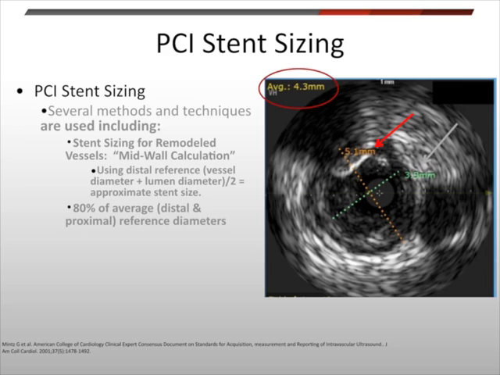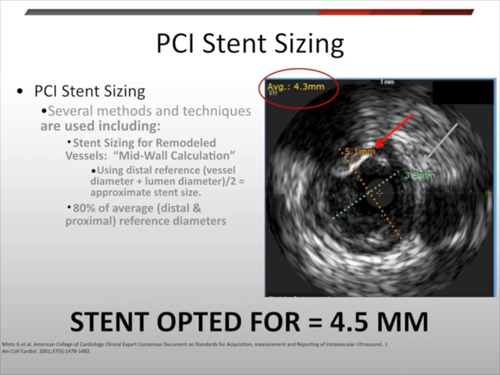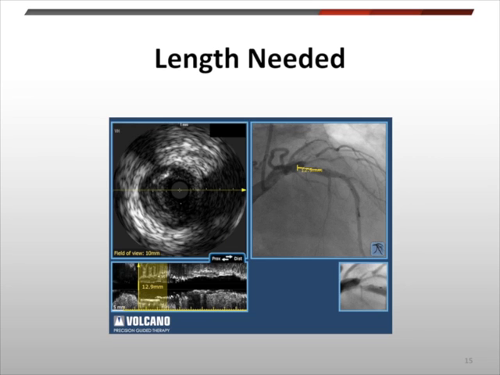What's kind of convenient about the SYNC system is that when you make these two diameter measurements, it actually gives you the average. So midwalls couldn't be easier than using the SYNC system. So considering that the distal reference we needed close to 5, and the proximal end we could midwall it out to 4.3, we opted for a 4.5 millimeter diameter stent.